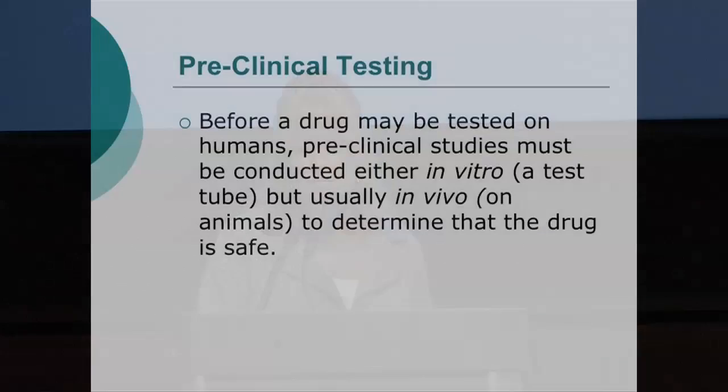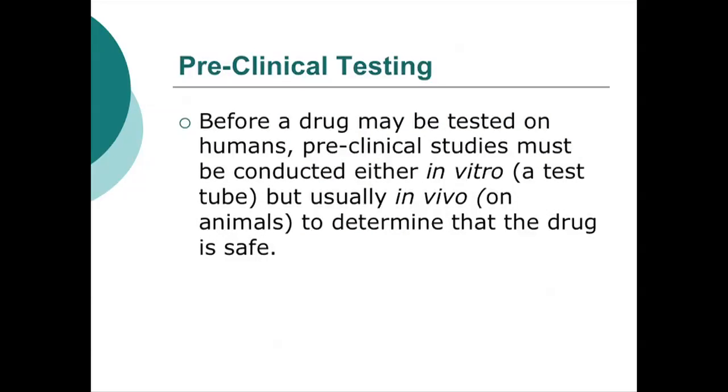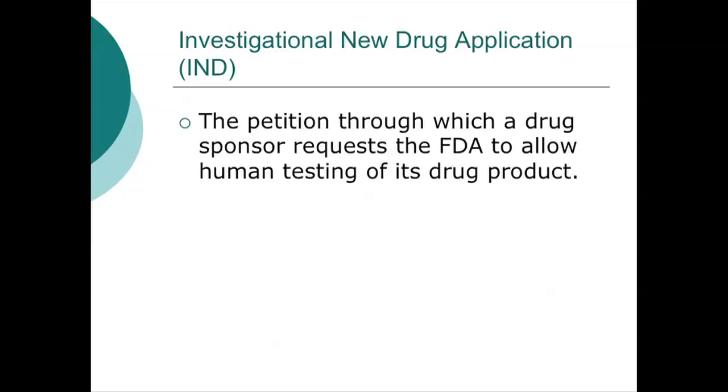So how does a drug make it to clinical trial? Well, someone somewhere discovers a compound that they think may have some scientific benefit. Before it can be tested in humans, they need to conduct preclinical testing. Preclinical studies must be conducted either in vitro, which is in a test tube, but usually in vivo, which is on animals, to determine if the drug is safe.